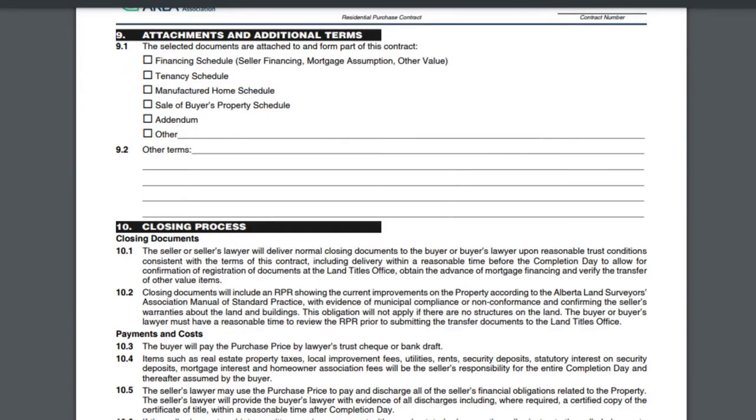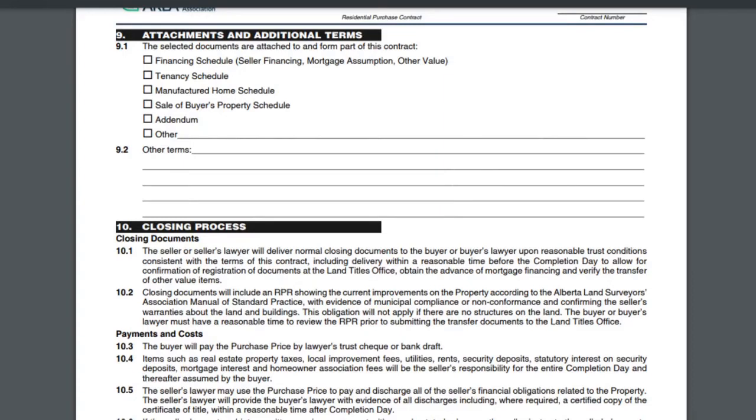Tenancy schedule. If you're a landlord and you're buying the property, you want to know more about the tenant that's there. So we'll use another form to get that information from the seller. If you're the seller, be prepared to give up whatever information you legally can about your tenant and what's going on, because it's going to be asked.